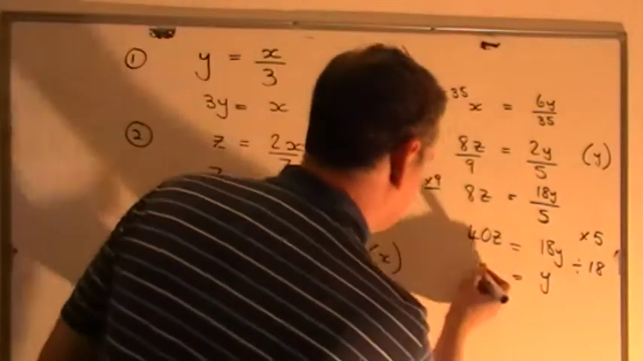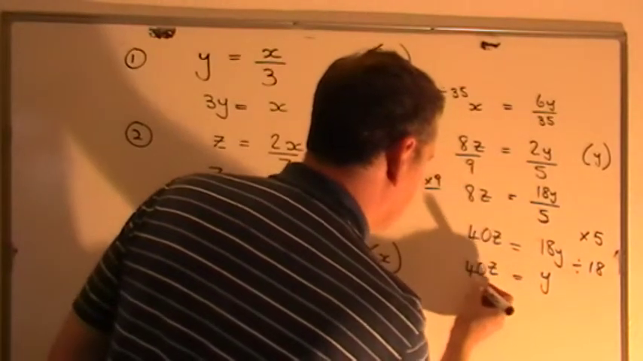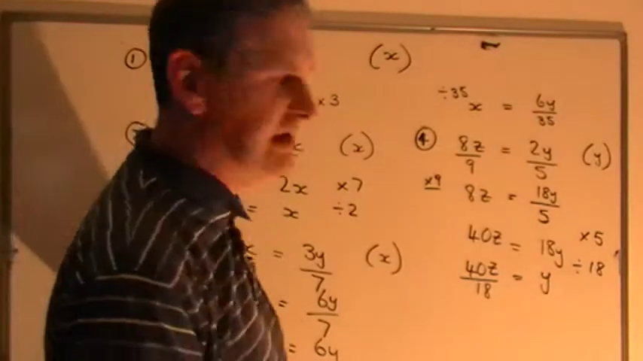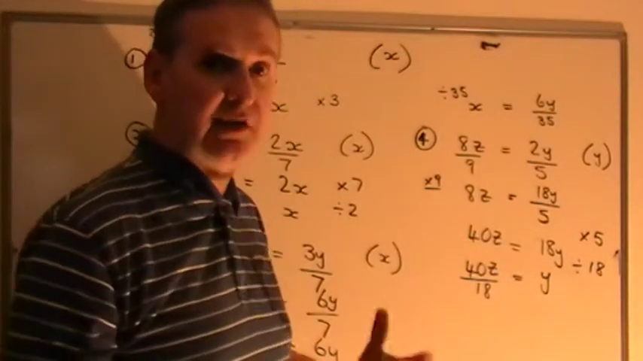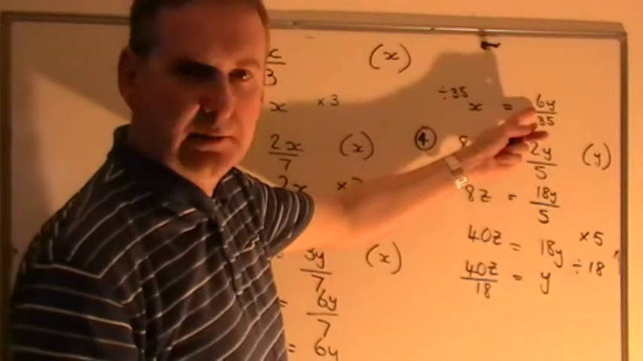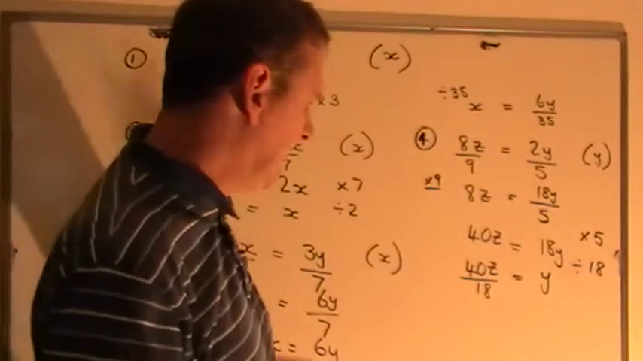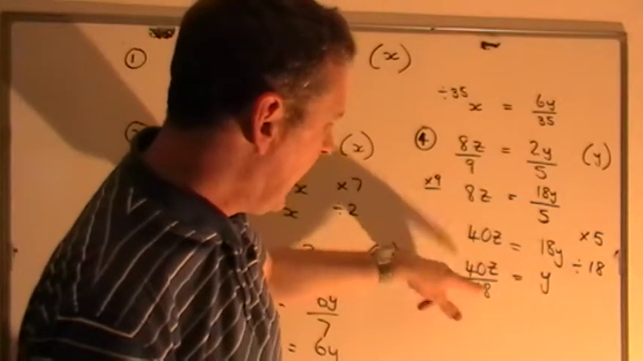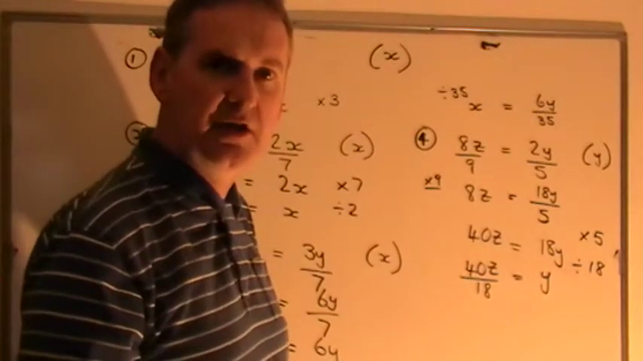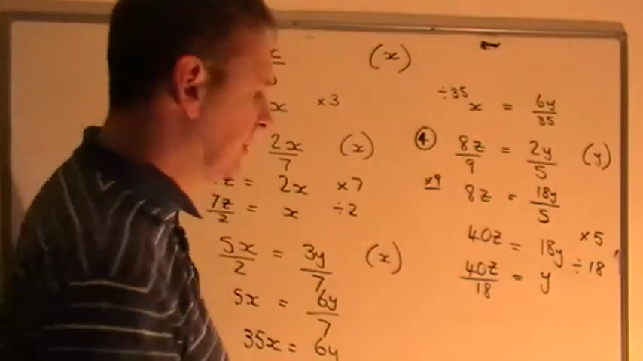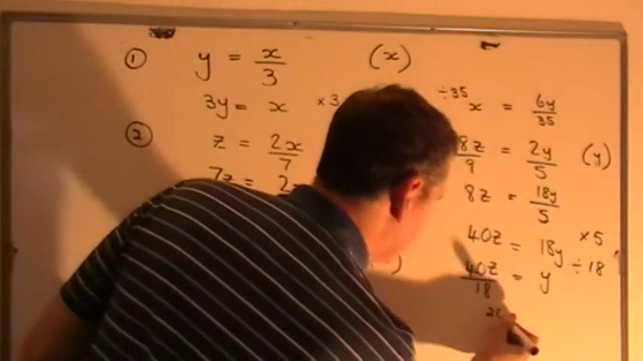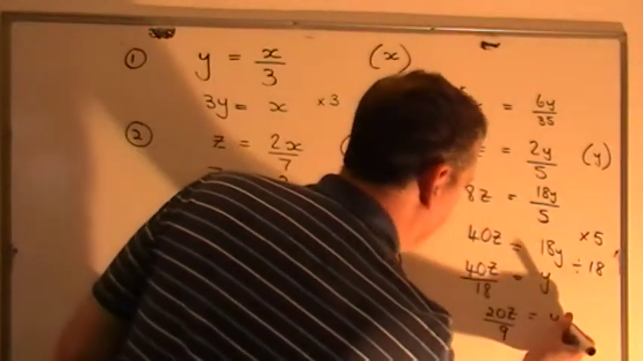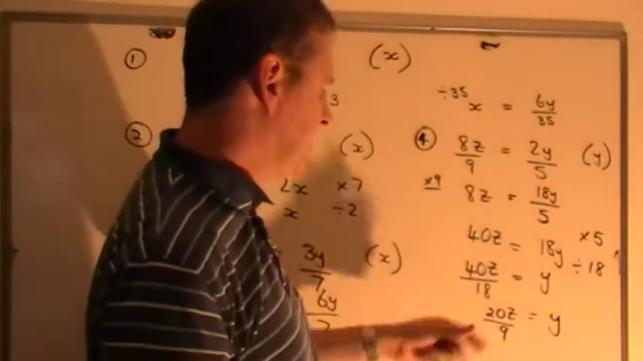So I do the same thing on the other side. You take the 40z and you share that by 18. And there you go, you've got 40z over 18 equals y. Now technically that's correct, but like I mentioned in the previous one, you should look out for cancelling. And this one will cancel, because you can see that 2 goes into 40 and 2 goes into 18. So you should share the top and the bottom by 2. If you share the top by 2, you get 20z. Share the bottom by 2, you get 9. So the best answer is 20z over 9.